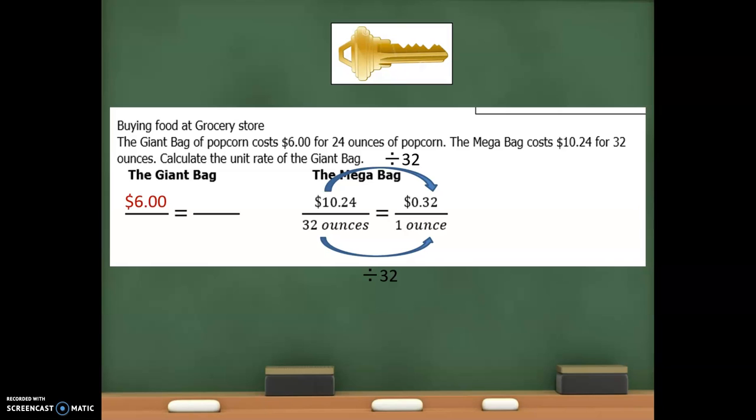So I would fill in the same information for the giant bag. The information they already gave me was the rate of $6 for 24 ounces. I know that I want a unit rate, which means 1 ounce, and I want to solve for how much that costs. So I would look from left to right or up and down. I can see very easily that to get from 24 to 1, I would divide by 24.